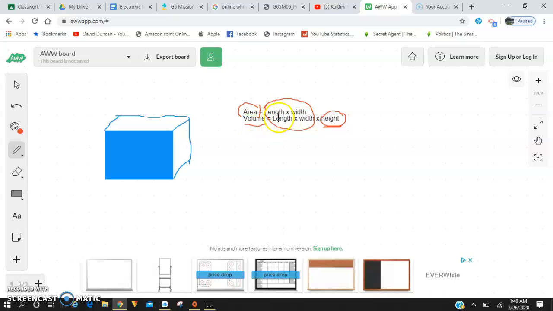So that tells me that if I have the area of one side of my right rectangular prism, all I need is to multiply that area by the height to get my volume. Because if you see right here, length times width is the same as right here. So essentially, I can replace this whole formula with volume.